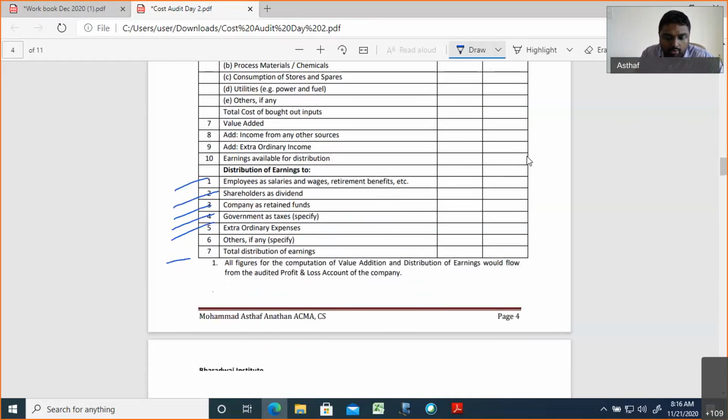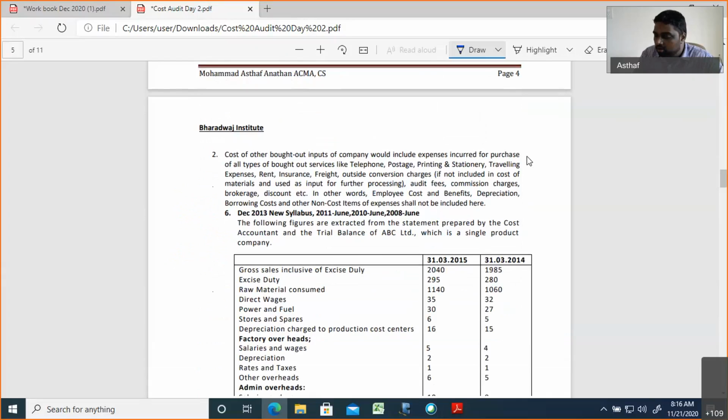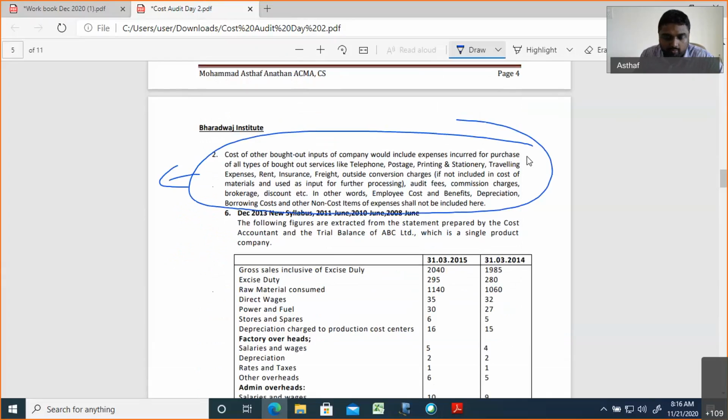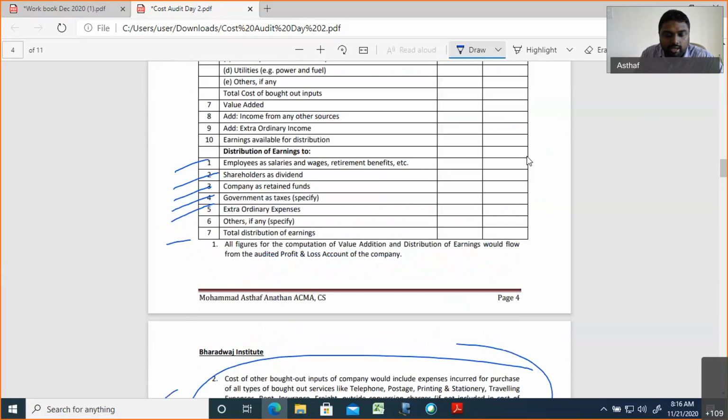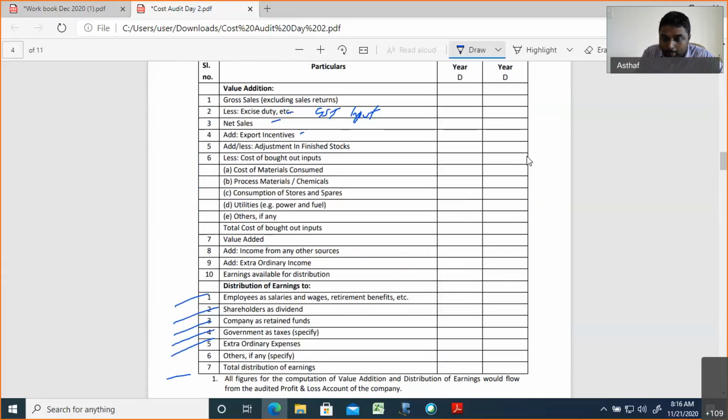So for your benefit, I have also given the meaning of cost of bought out. I will give you 5 minutes. Just copy the format in your notebook. Why do I want you to copy the format in your notebook? So that you will get a small experience of how the format comes. That will come into your mind.